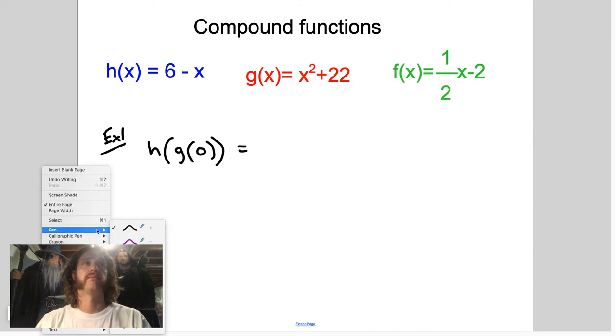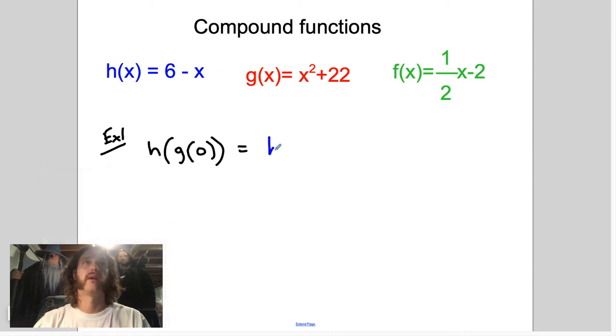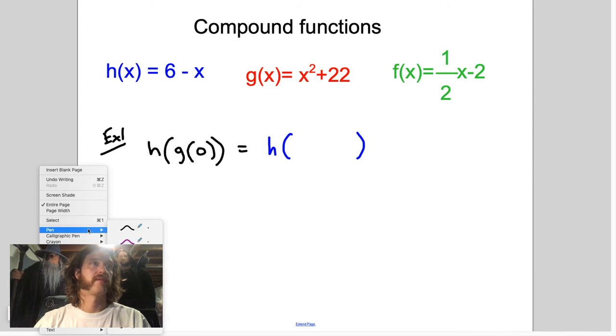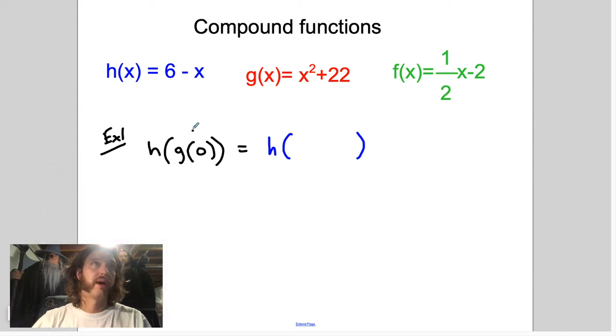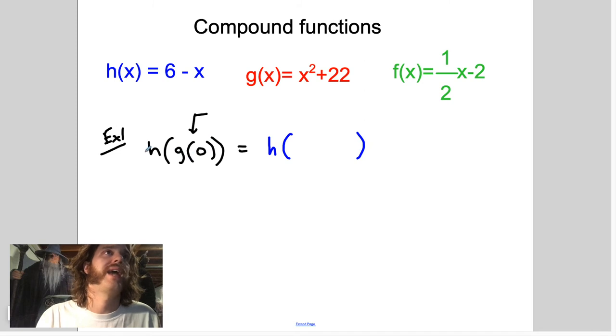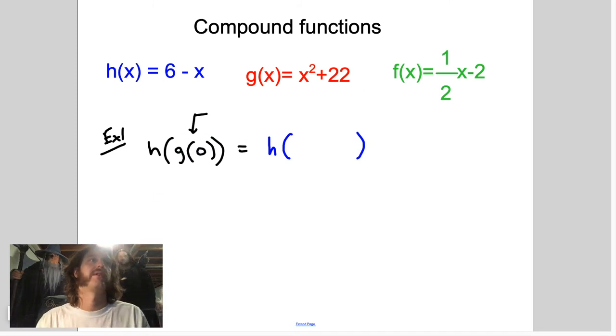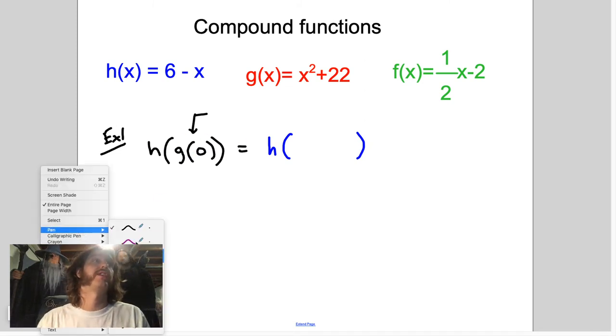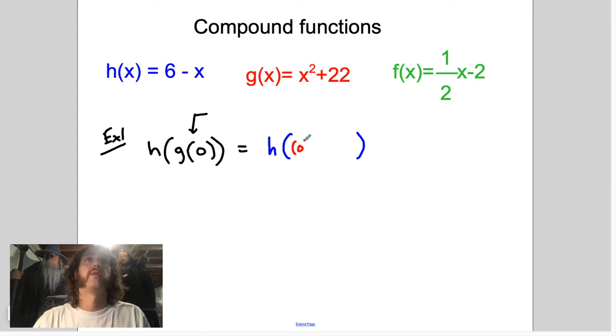Not too bad. In blue, you're doing h of, and then on the inside, you always start your problem in the innermost section and then work your way outwards. So you start at the very inner. I can't send g of 0 to h until I know what g of 0 is. So the first thing that you do is you figure out what g of 0 is, which is just 0 squared plus 22.